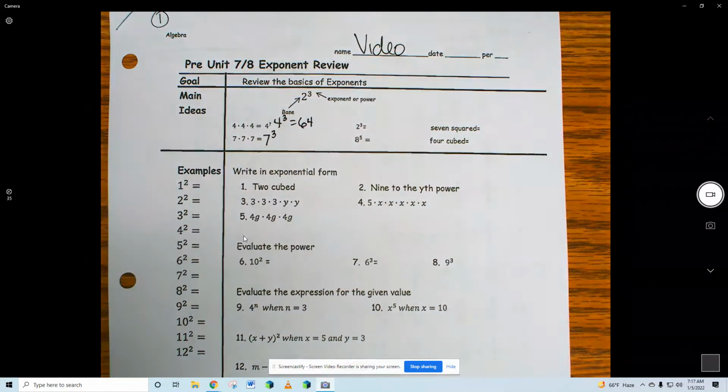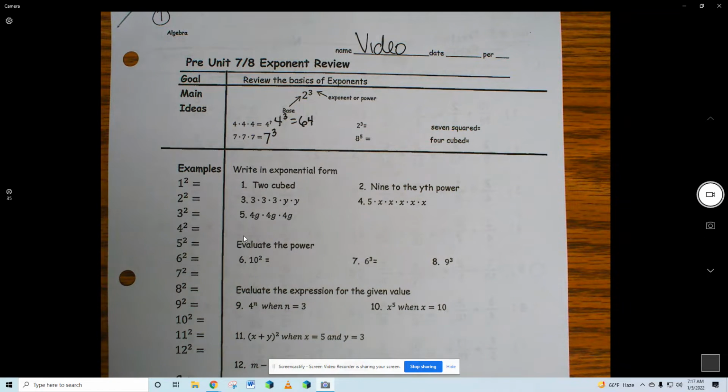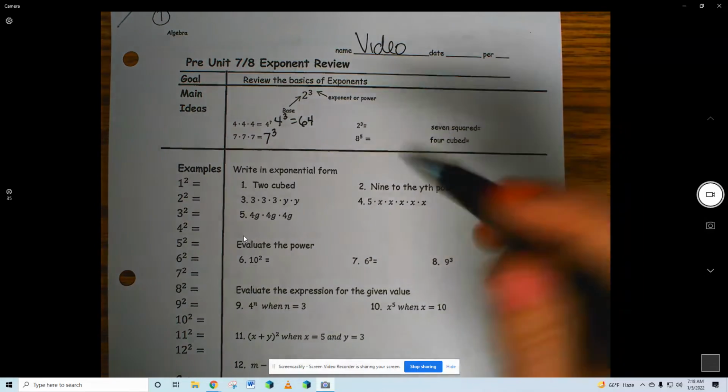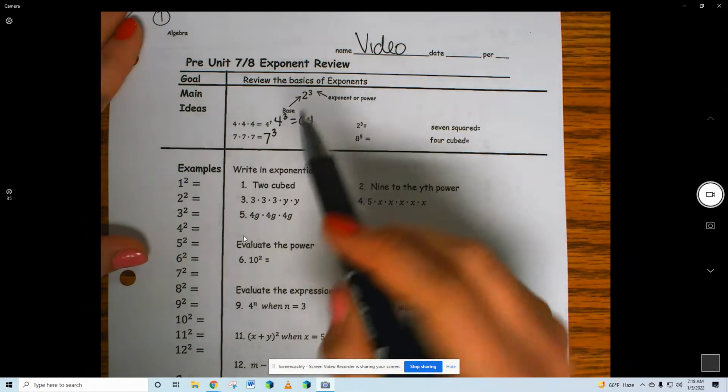I know that because it's not too large of a number. But no teacher is ever going to ask you to do something like 4 to the 7th power in your head. That's way too big. So 7 to the third, there you go.